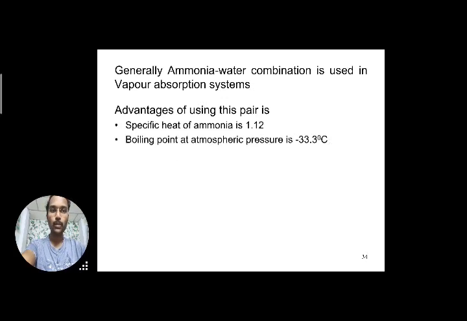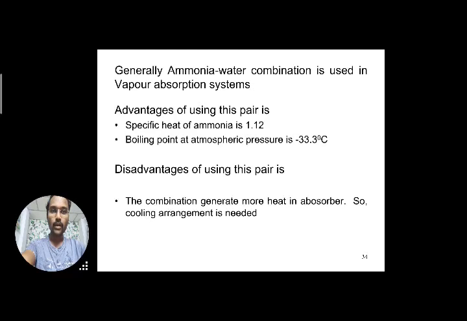The specific heat of ammonia is 1.12. The boiling point at atmospheric pressure is minus 33 degrees centigrade. So the disadvantage of using this pair is that the combination generates more heat in the absorber, so a cooling arrangement is needed. What happens in the absorber? A cooling water circuit is provided there. The combination of ammonia and water generates more heat, so a cooling arrangement must be provided there.